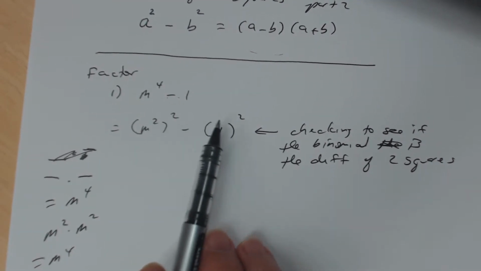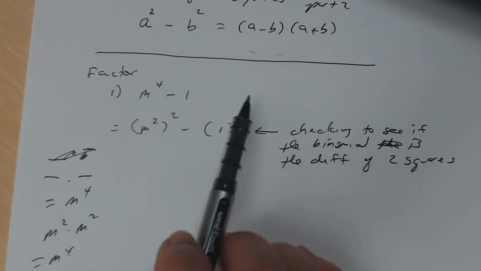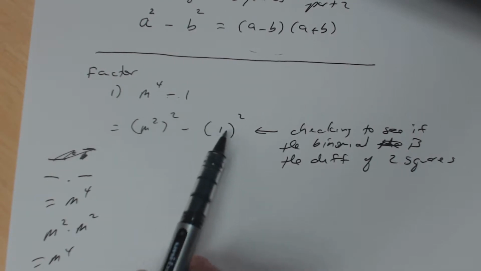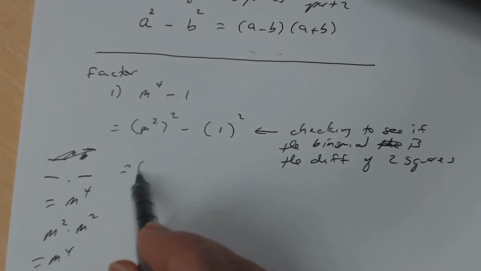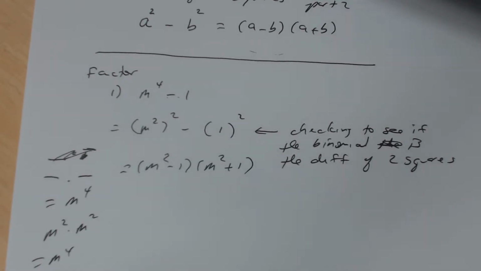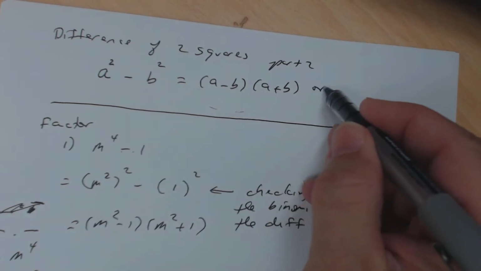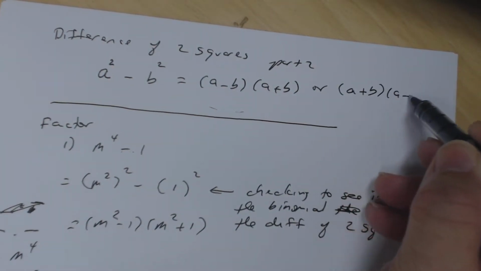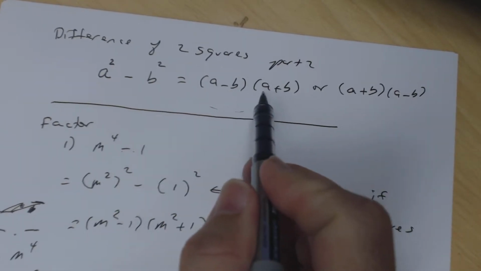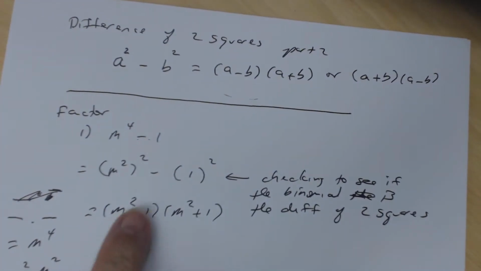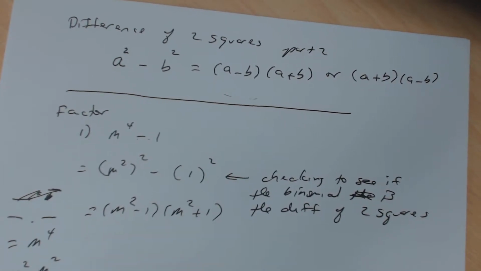So this is the difference of two squares. And so we factor it as a minus b times a plus b. In other words, m squared minus 1 times m squared plus 1. Keep in mind also, and we talked about this in the last video, it doesn't matter whether you put a plus b times a minus b or a minus b times a plus b, because multiplication is commutative. The order in which you multiply does not matter. You could have written it as m squared plus 1 times m squared minus 1.